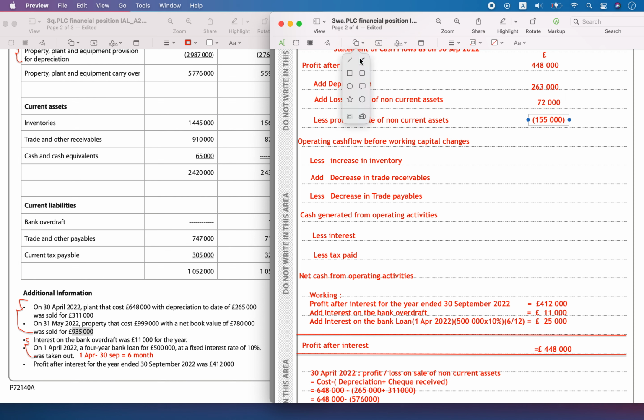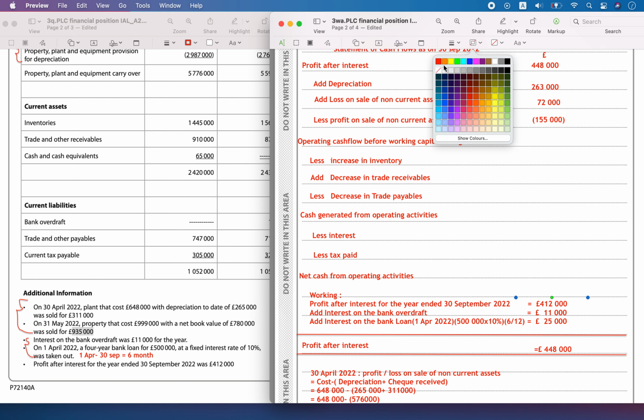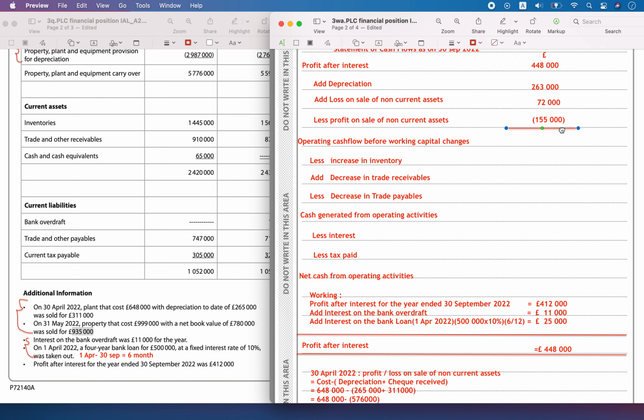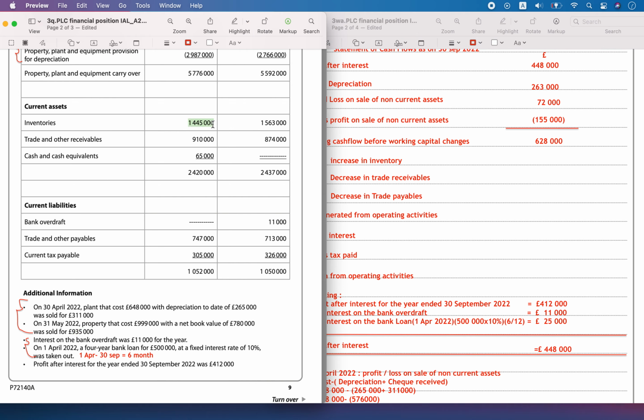So now we can calculate the operating cash flow before the working capital changes. That value is going to be equal to 448,000 plus 263,000, then plus 72,000 minus 155,000. So that is equal to 628,000. Now let's calculate the difference in inventories.